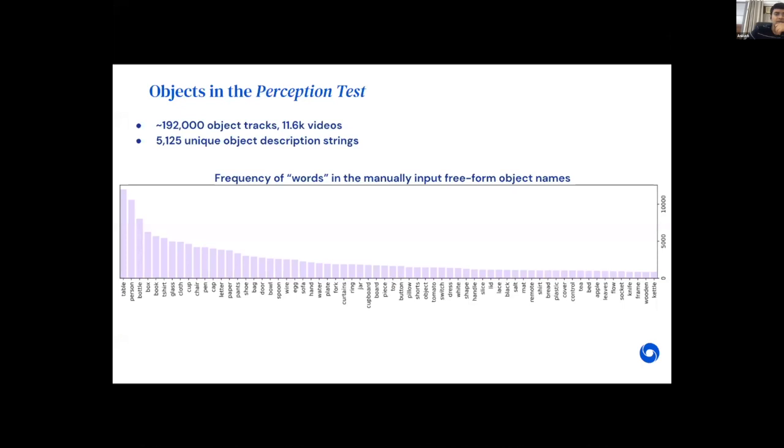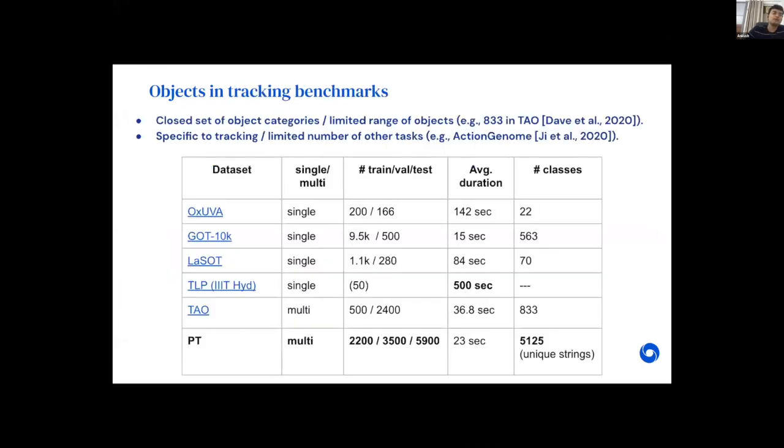In fact, if we compare the distribution of objects that we have with existing object tracking data sets, we have the largest number of different classes or unique object names. So this is a comparison against existing single object and multi-object tracking data sets. So you notice that our data set is labeled with multiple object tracks per video, and there's a large set of object categories in our data set.